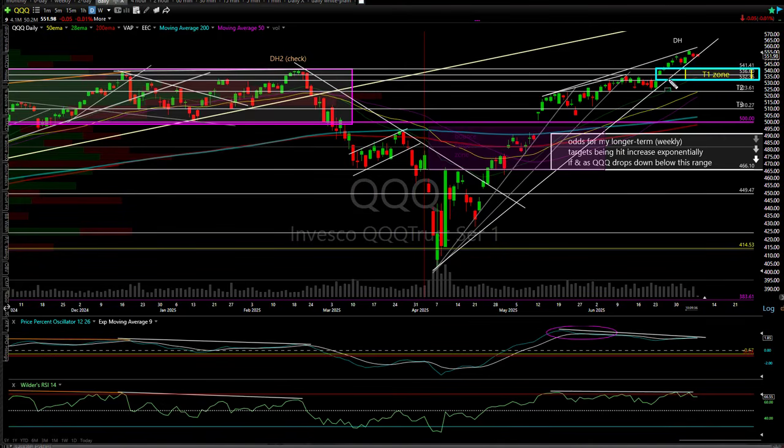And if that's taken out, the way my targets work, upon the initial tag of each target, a reaction is likely. And once you take out the bottom of the target, especially ideally after a reaction, it opens the door to the next target, T2, T3. And then as I put down here, the odds for my longer term weekly targets being hit will increase exponentially if and as QQQ drops below this trading range, just what I have boxed in here. So you've got these little arrows increasing in brightness.